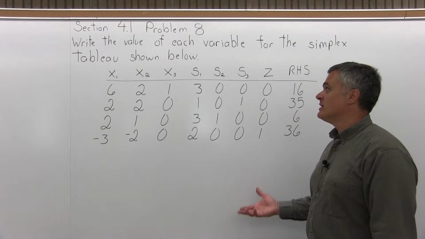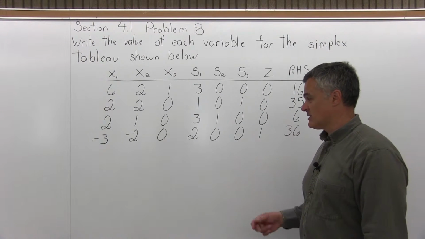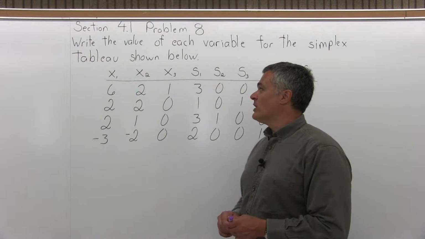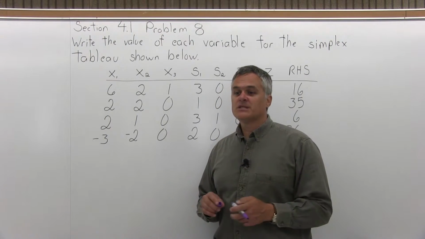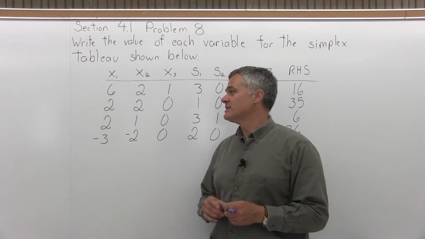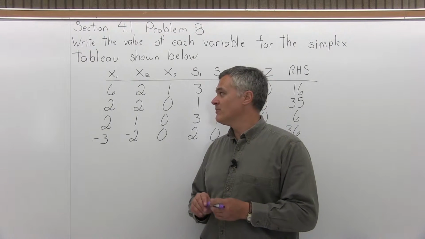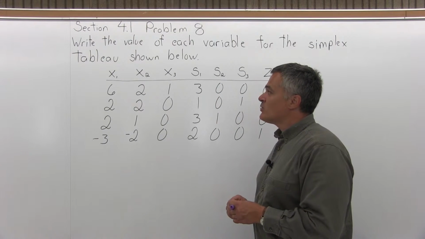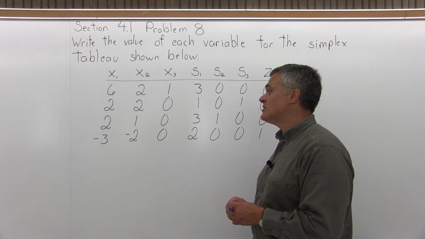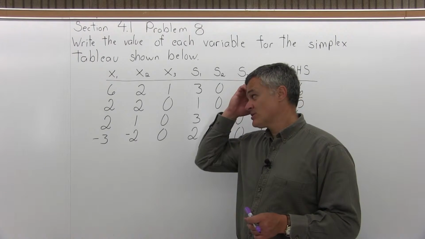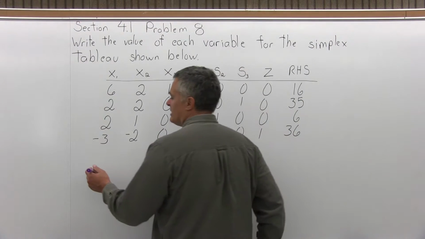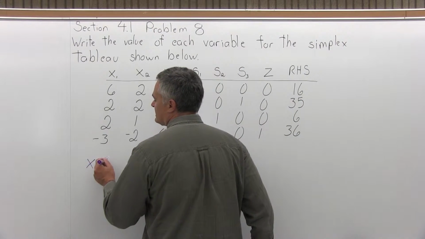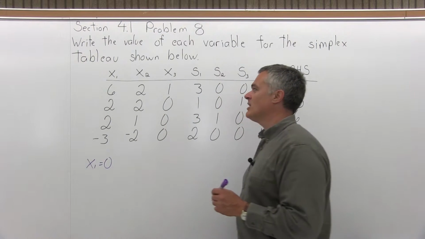So it says write the value of each variable. So you want to write x1 equals something, x2 equals something, x3 equals something, etc. What we want to do is find the columns that have a special column of all zeros and a single one. That's going to give me the variables that have a non-zero answer. If you look in the x1 column, it's 6, 2, 2, -3. That's not a special column of all zeros and a single one. So the value of x1 is simply 0 because it doesn't have that special column.